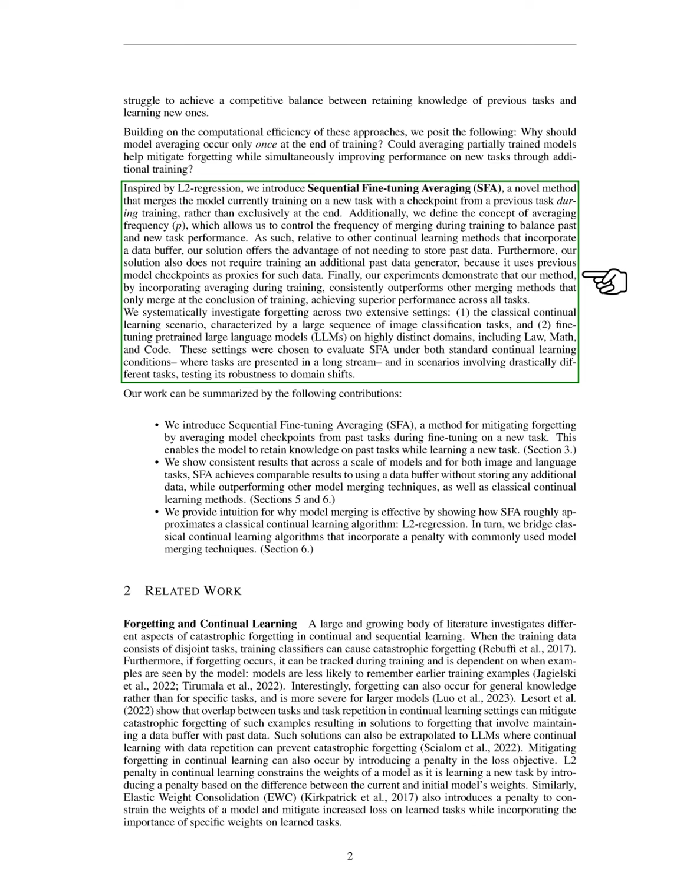Inspired by L2 regression, we introduce sequential fine-tuning averaging, SFA, a method that merges the model currently training on a new task with a checkpoint from a previous task during the training process, rather than only at the end. We also define a concept called averaging frequency, which allows us to control how often we merge during training to balance performance on past and new tasks.